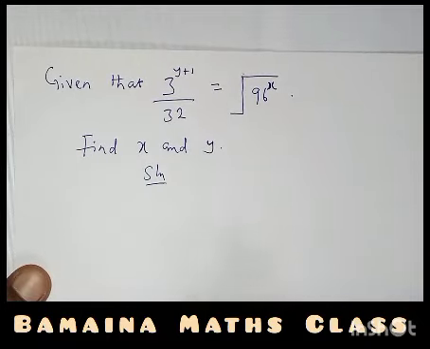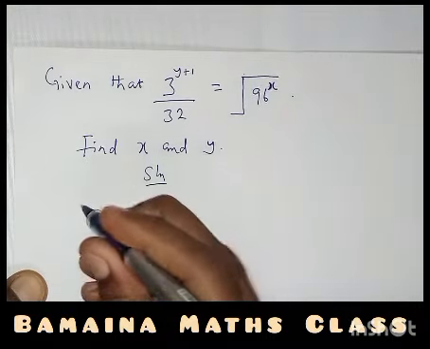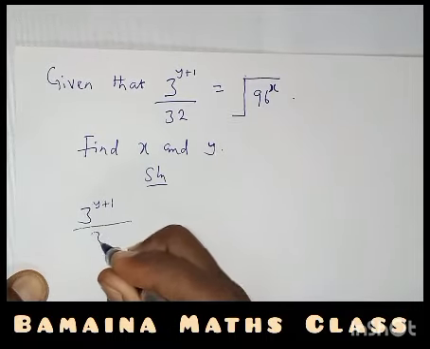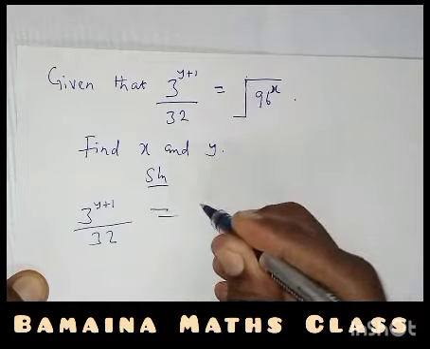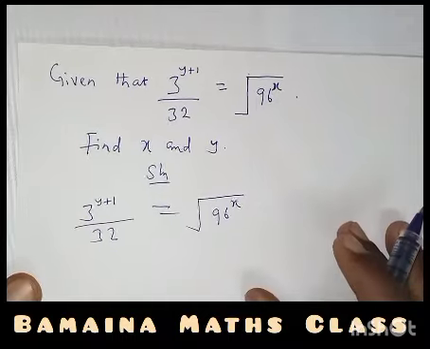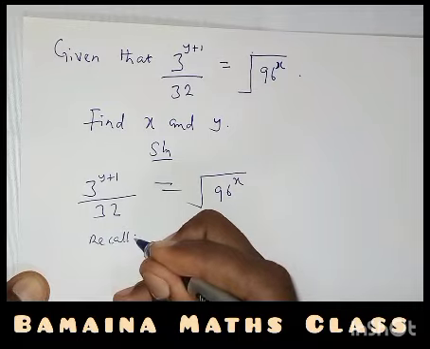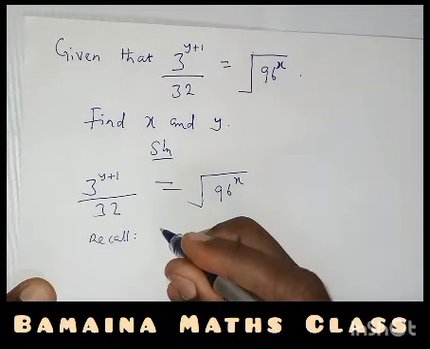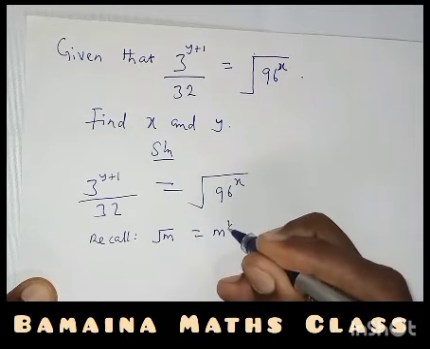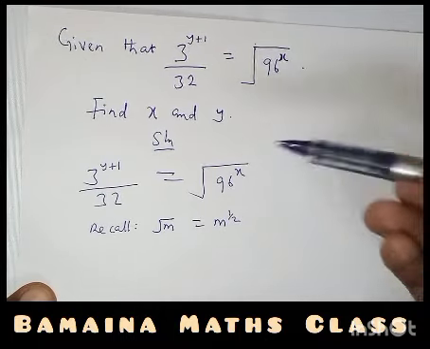From there, we rewrite the equation given. We have 3^(y+1) over 32 is the same thing as the square root of 96^x. Recall, according to laws of indices, if you have the root of m, this is the same thing as m to the power half. This idea is what we are going to apply here.